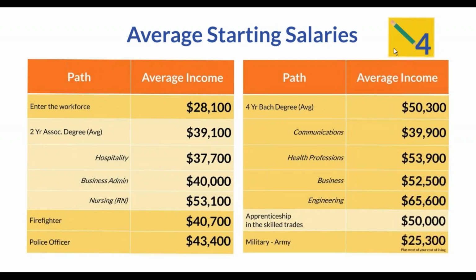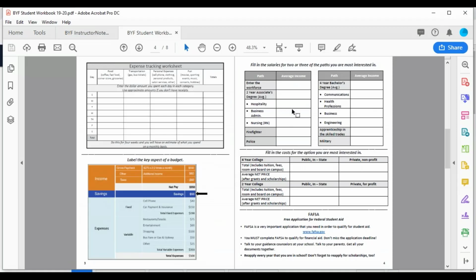You can see here, we've got another student activity from that pencil with a 4. So let's take a look at that. So that is up on the top of page 4. The directions are to fill in the salaries for 2 or 3 of the paths that are most interesting to them. We do not want them filling in all of the numbers on that slide and putting them all into this table because that would take way too much time. So they should just pick 2 or 3.